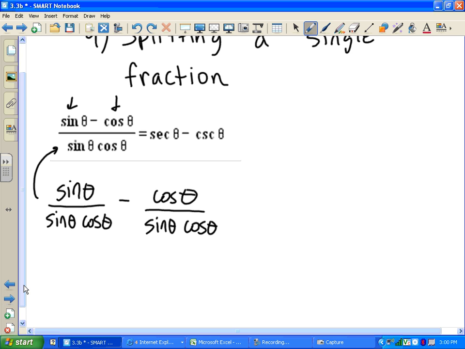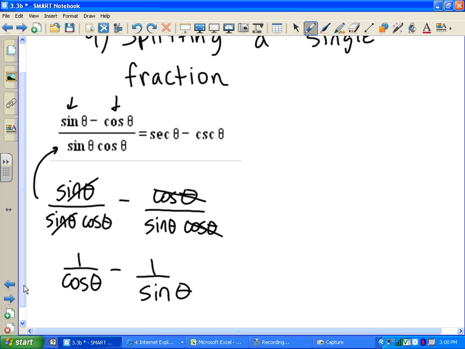So the sines would cancel there, and that would just leave me with 1 over cosine. And then the cosines would cancel there, and that would leave me with 1 over sine. Now, you may realize how this one would actually work here. 1 over cosine is secant, and 1 over sine is, how about that, cosecant.